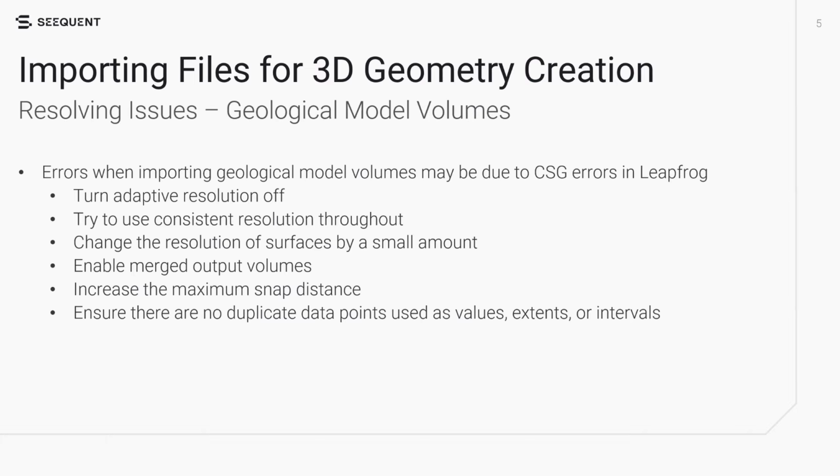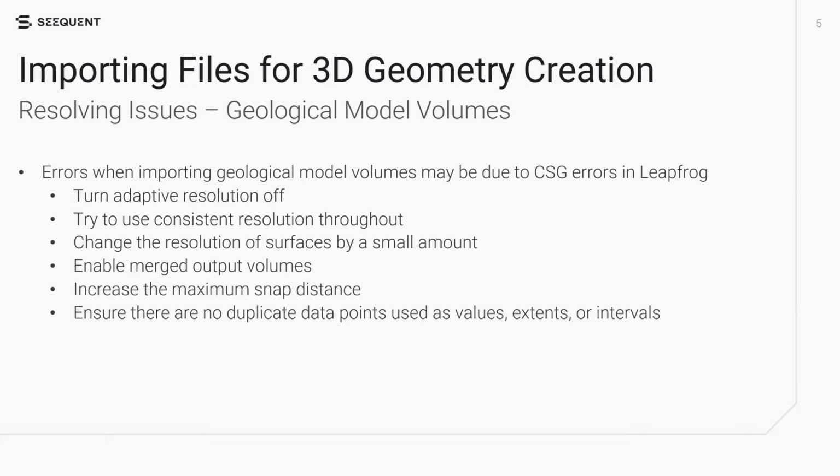Errors when importing geological model volumes from Leapfrog may be due to CSG errors, or constructive solid geometry errors, which indicate that the volumes are not valid. You can determine if a volume in Leapfrog is valid by right-clicking it and selecting Properties. A volume is valid if it is closed, consistent such that there are no self-intersections, and manifold where it can tell the inside from the outside. To fix invalid volumes, you can try the following to resolve it.